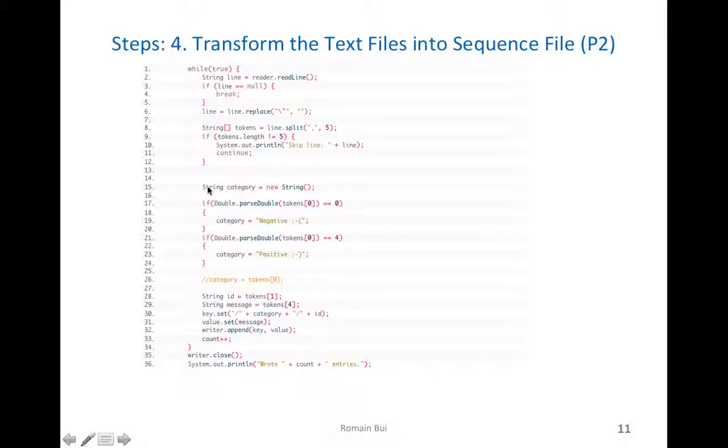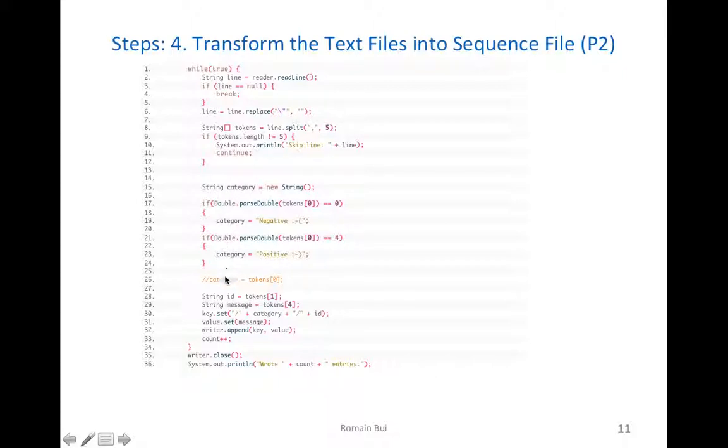Now, you have the category, which is string category. It's a new string, and in this category object, you're going to put negative smiley or positive smiley. That's just what we decided. So if your first token, which is, as you remember, the sentiment, is equal to 0, then we know that the category is negative. If the first token is 4, the category is positive. So you create this one, you're on a specific line.